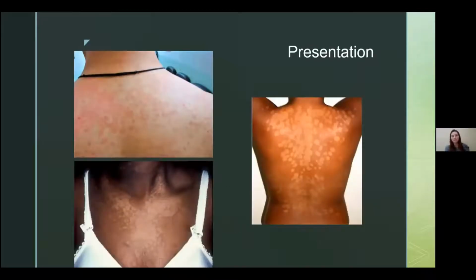So I just wanted to show you different presentations of the condition because it looks different on different skin. So as you can tell, on lighter skin, you see more red and scaliness. And on darker skin, you're going to see lighter patches. So on the lighter skin, you'll notice a lot of pink, but as I mentioned, the darker skin, it's a lot of the light patches. So that's important to know that it looks different on different skin types.